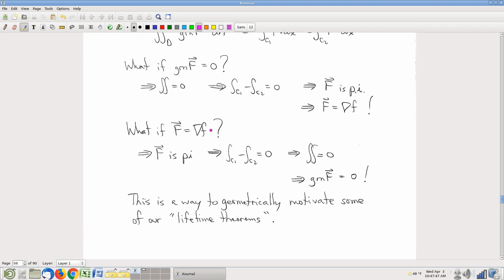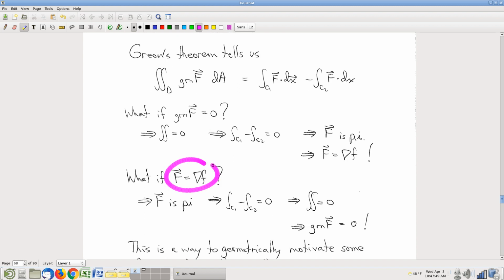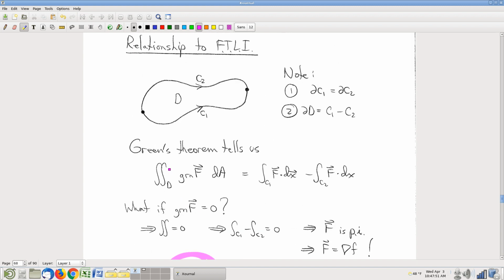Okay. Likewise, going the other way, what if you have a gradient? Let's look up here. If we have a gradient, here we go.